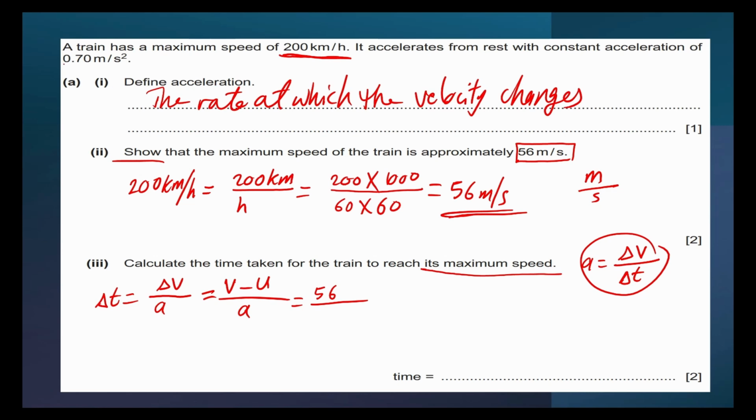Why did I choose this meter per second and I didn't choose kilometer per hour? Because the acceleration is in meter per second squared. So the speed must be in meter per second because the acceleration is in meter per second squared. Minus the initial speed. They said here from rest, so the initial speed is 0, over the acceleration, which is 0.7. So the time taken by the train to reach its maximum speed is 80 seconds.